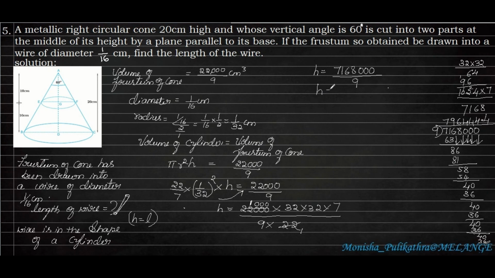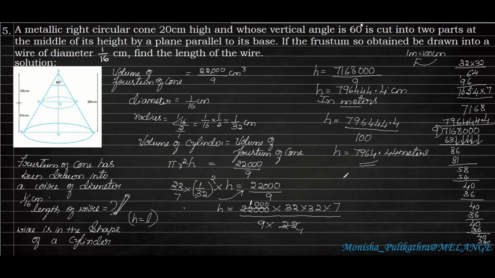So the height or the length will become 796,444.4 centimeter. Here we need to convert it into meters. So in meters, h is equal to 796,444.4 divided by, we know that 1 meter is equal to 100 centimeter. So in order to convert centimeter into meter, we have to divide by 100. In 100, 2 zeros are there, so after 2 digits we have to put a point. So h is equal to 7964.44 meters.